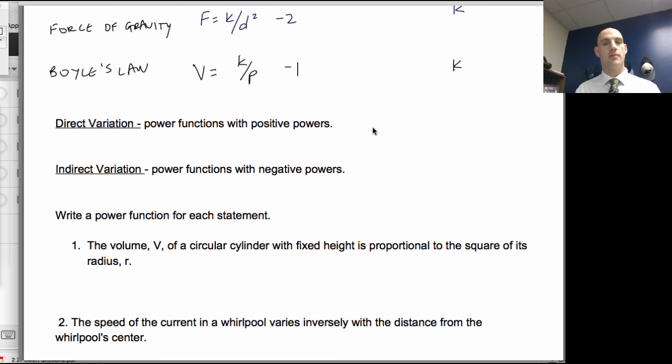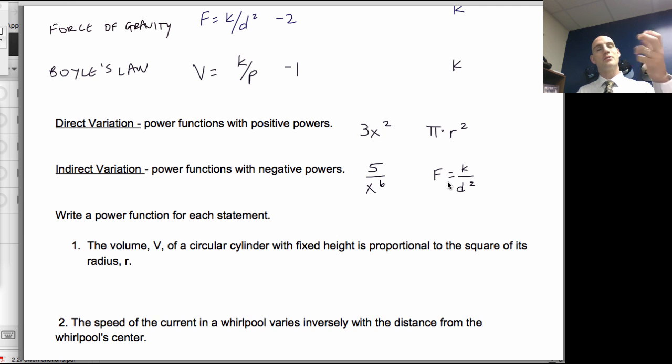Direct variation, power functions with positive powers. That would be like a 3x squared or pi times radius squared, something like that. Indirect variations are power functions with negative power. So we could have 5 over x to the 6th, on the bottom. Or we could have something like force equals k divided by d squared, so that force of gravity function. Anytime you've got something on the bottom, it's going to indirectly vary when that power is on the bottom.